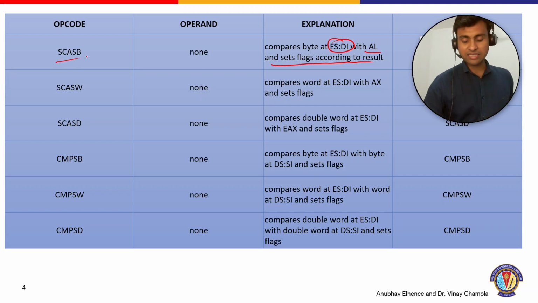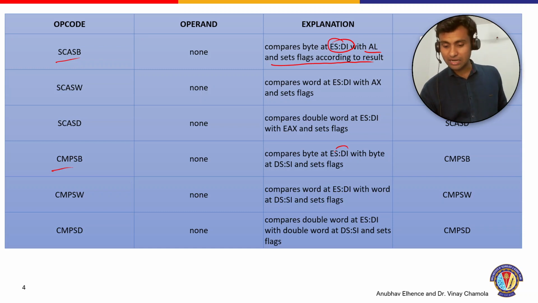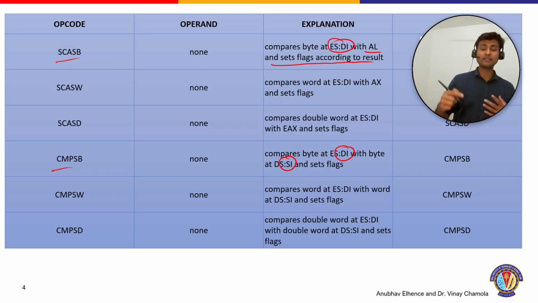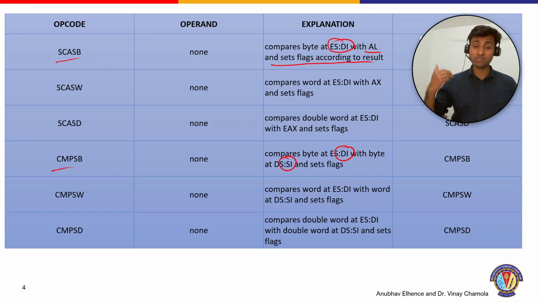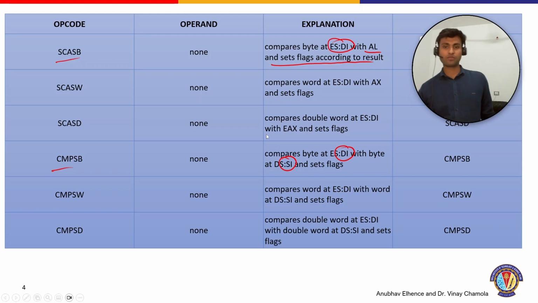So this is what scan does. And what compare does is that it compares the byte at the destination index with the byte at the source index. So if two memory locations are being compared, then we use the compare operation. And if the destination is being compared with something stored in your register, then it's a scan operation. All right. Now both of these are independently used. Sometimes instead of scan, you can make use of compare. But in certain algorithms, you'll see using scan will be much easier than using compare, or vice versa.